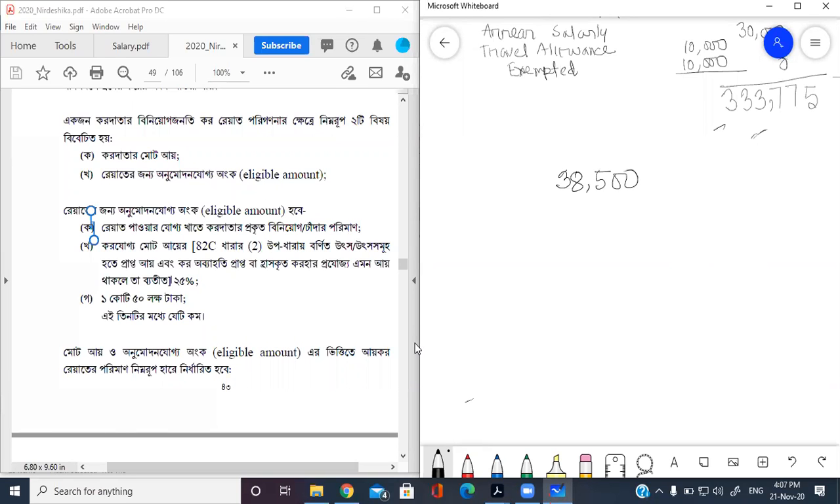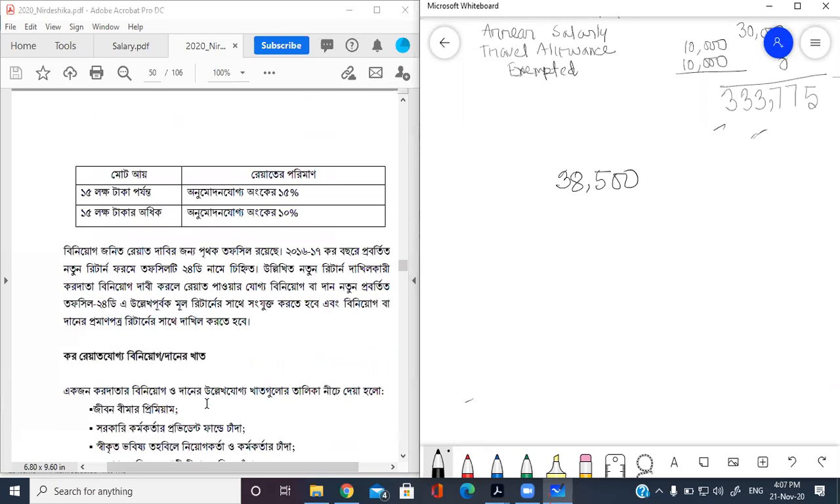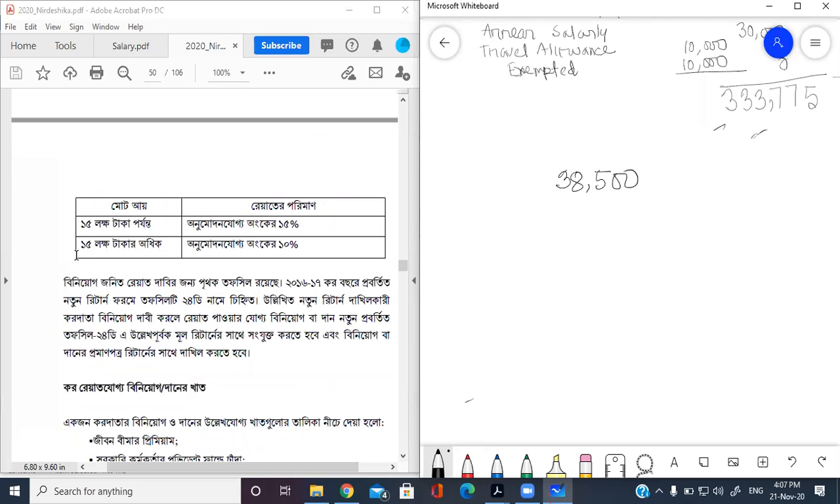38,500. Now, there were 3 slabs in the previous year, but now it has been reduced to 2 slabs to increase the tax revenue and to reduce the investment tax rebate amount. Okay. First of all, for the first 15 lakh, how much rebate will you get? 15%. For the remaining 15 lakh, you will get 10%.